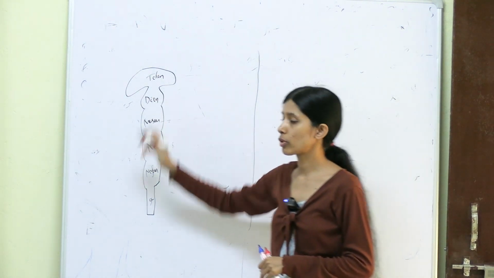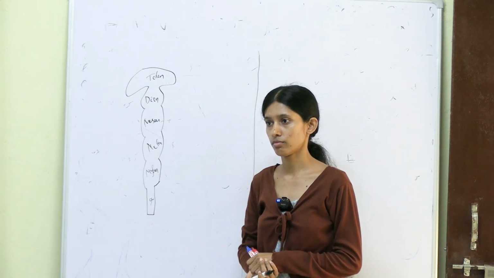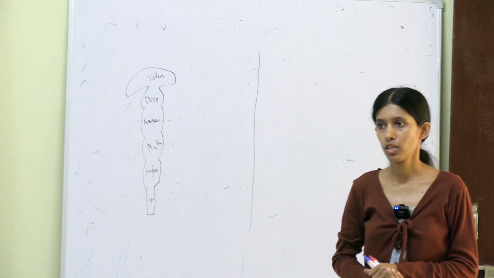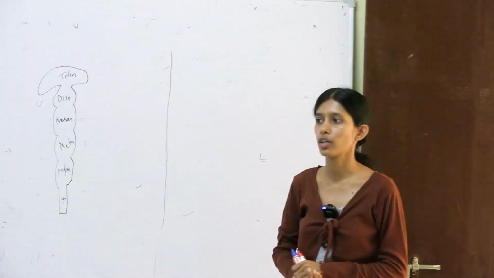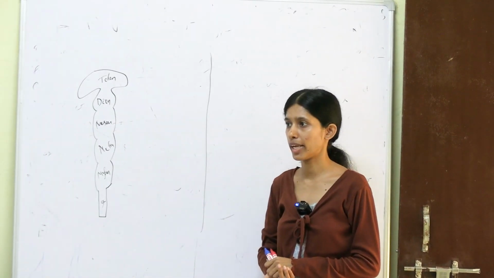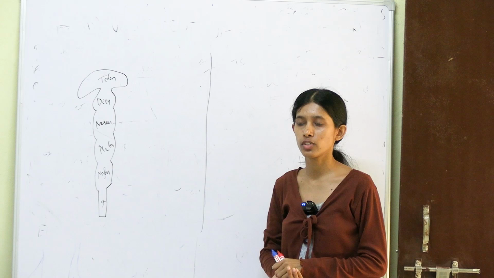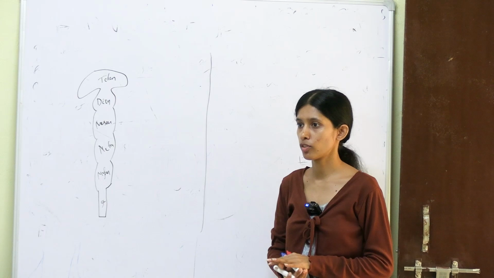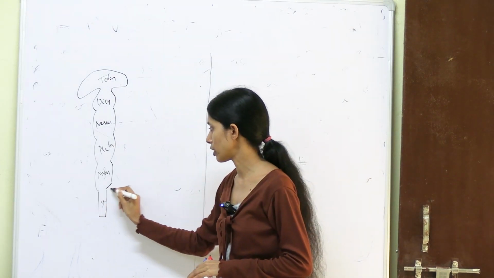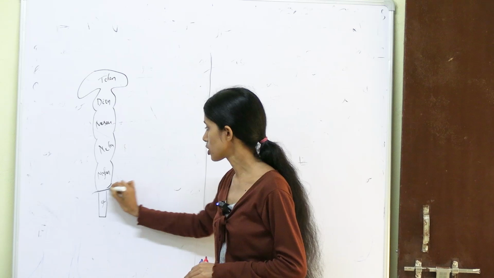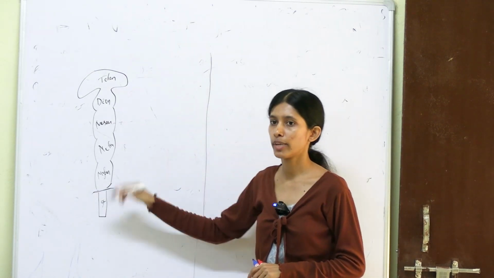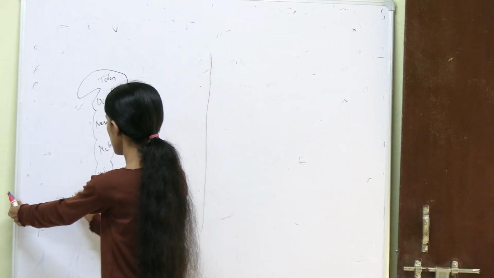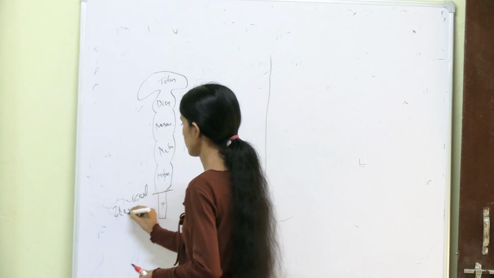Okay. And what about the flexures? What do you mean by flexures? Flexures are nothing but the folding of your developing brain part. Okay. So, how many types of flexures have we studied? We have studied 4 types of flexure. The one that takes place between your spinal cord and the hindbrain part is called cervical flexure. Okay.